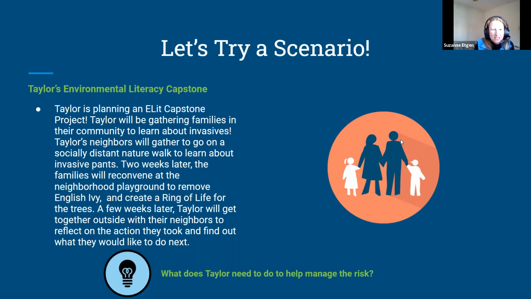So what does Taylor need to do to help manage the risk? You can type in the chat. Oh, there's 2 questions coming up. There's 2 poll questions. What kind of event is this? Is it a steward-led event or a WSA-led event? And then who needs to sign the forms? Who needs to store the forms?